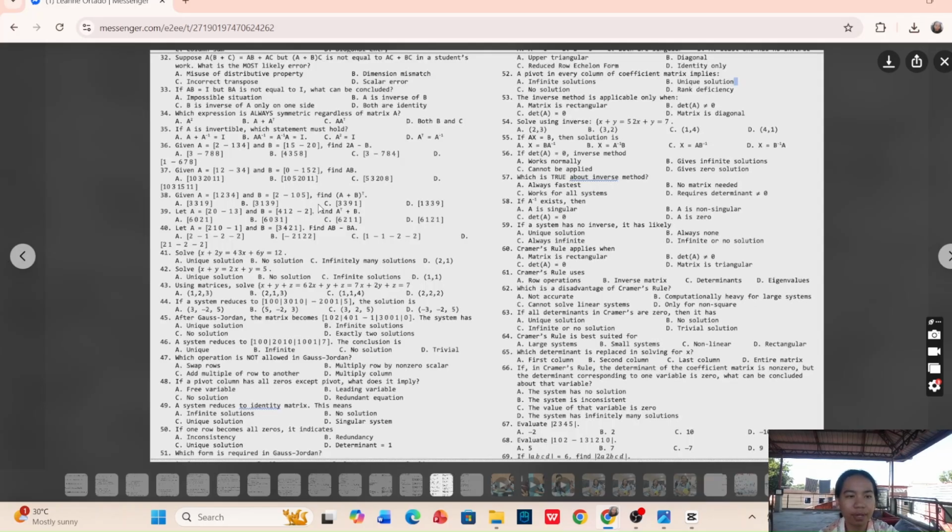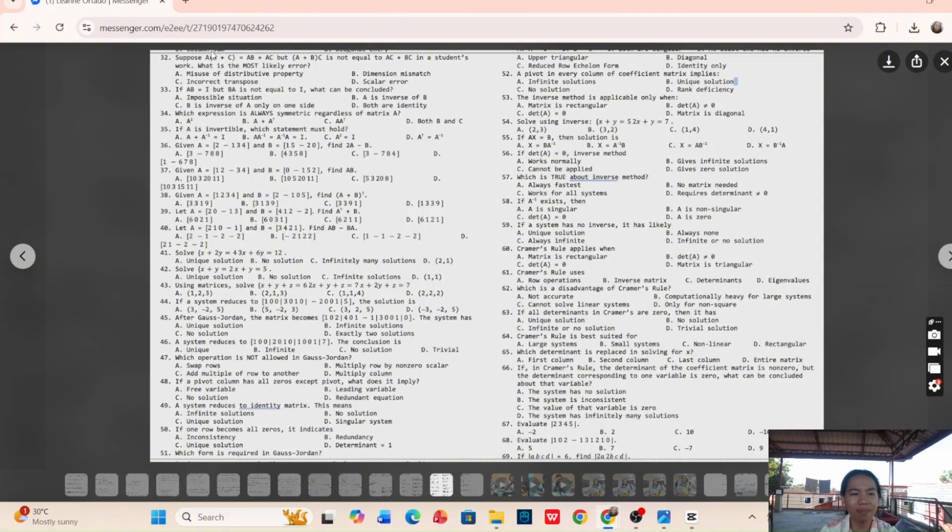We are now in our number 32 question. Suppose A times the quantity of B plus C equals AB plus AC, but the quantity of A plus B times C is not equal to AC plus BC in a student's work. What is the most likely error? The correct answer for number 32 is letter A. There must be a misuse of distributive property because in this case, the answers must be equal. So the problem there is the misuse of distributive property.